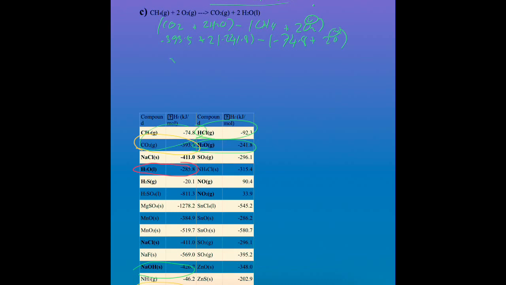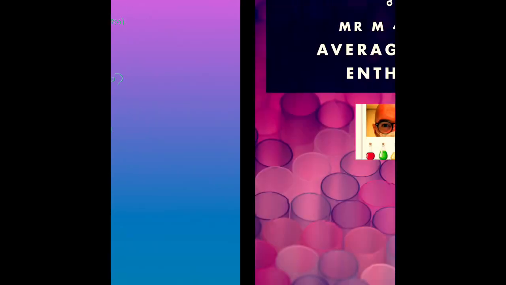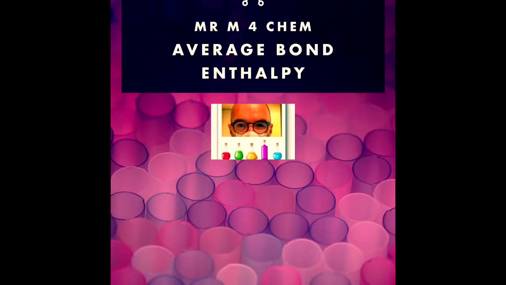Yay. Okay. So minus 393.5 plus 2 times minus 241.8 minus 74.8. I make that equal to minus 850.3 kilojoules per mole. We'll actually make that look like a 3. Jolly good. So, enthalpies of formation. Get practicing. Average bond enthalpy.